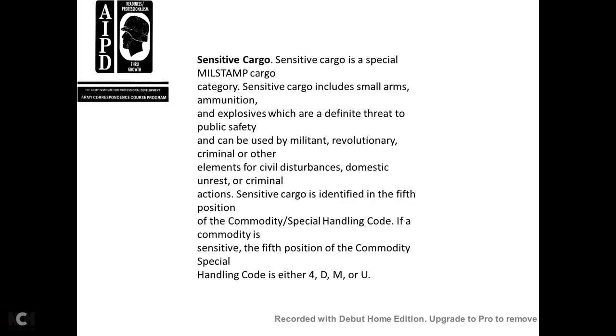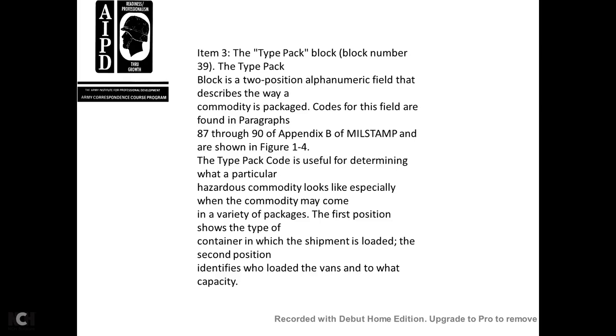Sensitive cargo is identified with the 5th position commodity special handling code, if the combined sensitivity of the cargo is indicated by a 5th position code of either 4, D, U, M, or U. Item 3, type pack block. The type pack block is a 2-position alphanumeric field describing the commodity package code, with paragraph 8739 of appendix B, shown in figure 1-4, showing the type of pack.